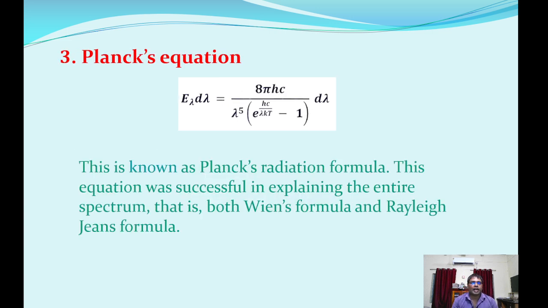Then came Planck equation. The failure of Rayleigh-Jeans formula in the low wavelength region of the spectrum indicates that there are some drawbacks of the principle of equipartition of energy. Then Max Planck in the year 1900 put forward some bold new postulates regarding the nature of the linear harmonic oscillators, which are as follows.